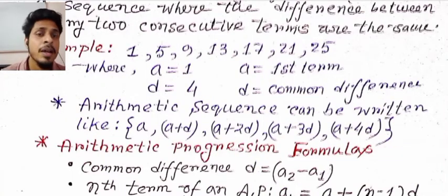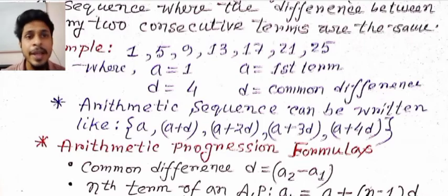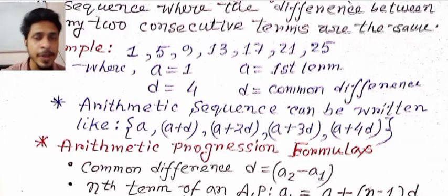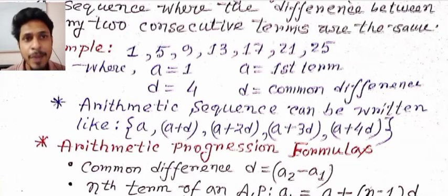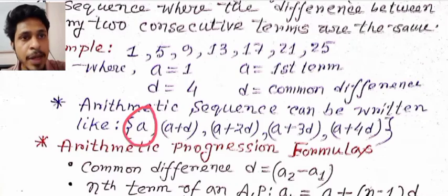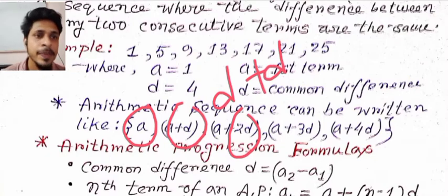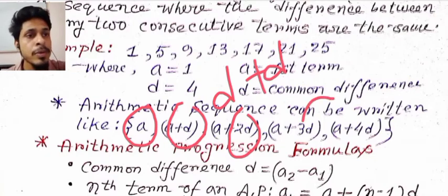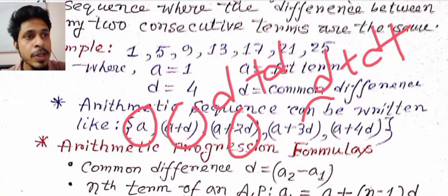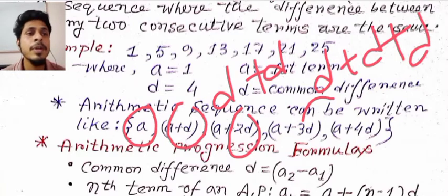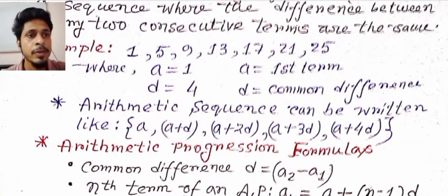An arithmetic sequence is also written like A plus D, A plus 2D, A plus 3D, A plus 4D. That means every time we add the difference. So in every AP we add the difference. Here is D, here is 2D, that means D plus D. The next term is D plus D plus D, that means 3D, and it continues. So an arithmetic sequence is also written like A plus D, A plus 2D, A plus 3D, and so on. And let's move on to the formulas of arithmetic progression.